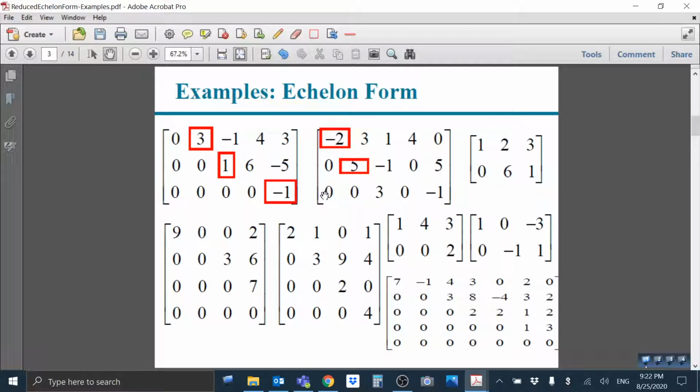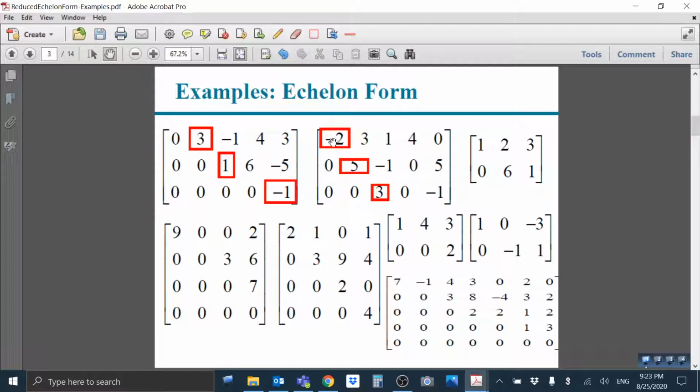Now, third row, I have my leading entry. Leading entry is 3. It is to the right of the previous one. So all good. I don't have any rows of zeros only. That's fine. So no problem at all.